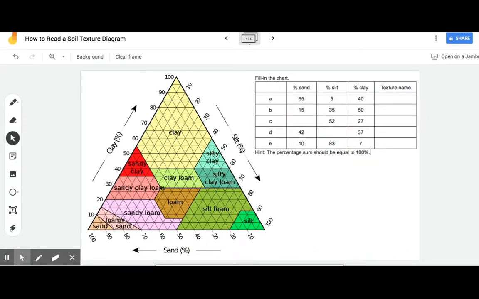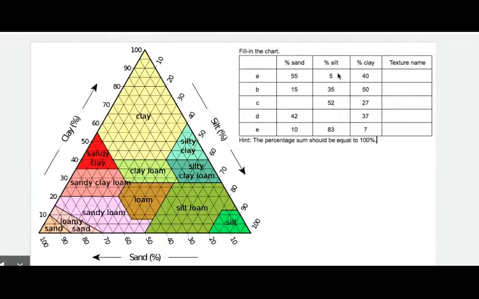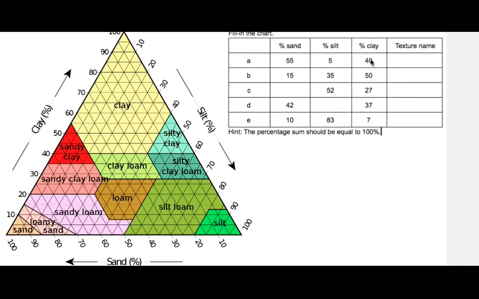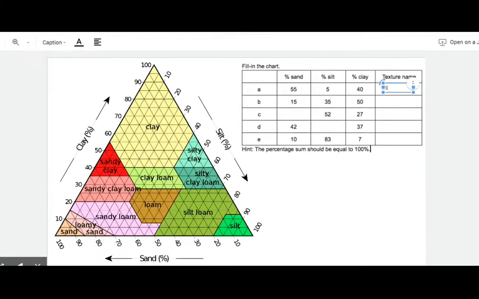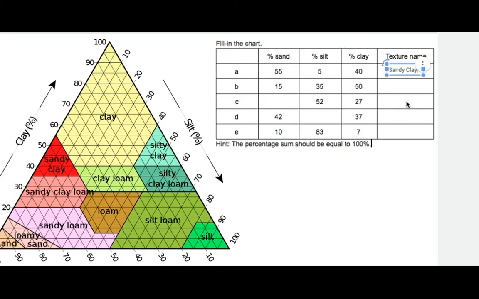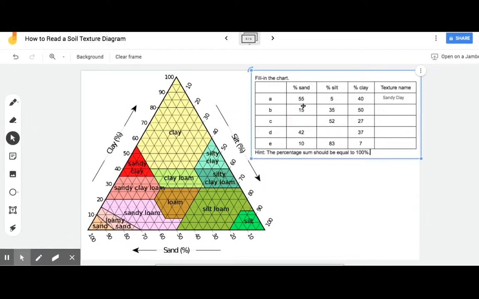You're given a chart. You have to complete the chart using the soil texture diagram. For example, you have 55 for sand, silt is 5, and clay is 40. So you have 55 sand, your silt is 5, and then your clay is 40. Okay, so it's sandy clay. You're going to write the name here. Okay, sandy clay. Remember that the total of this percentage should always equal 100.